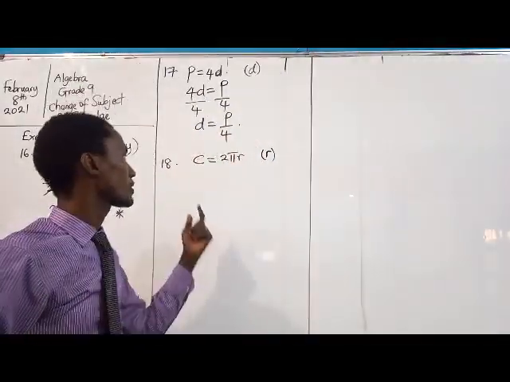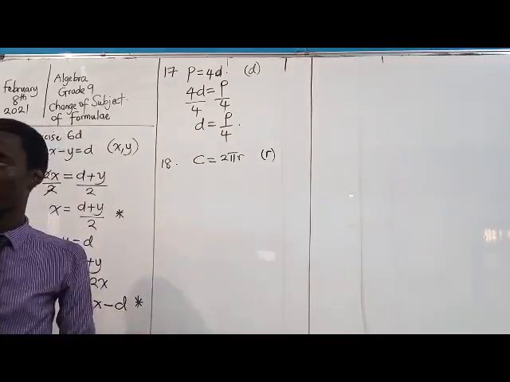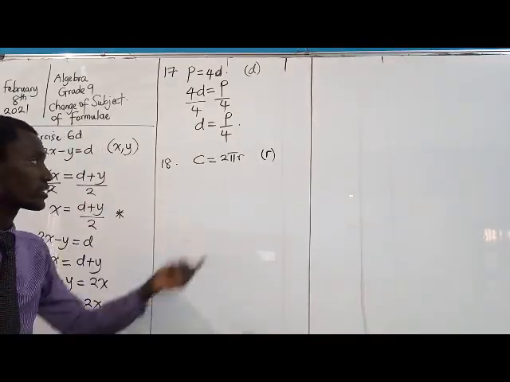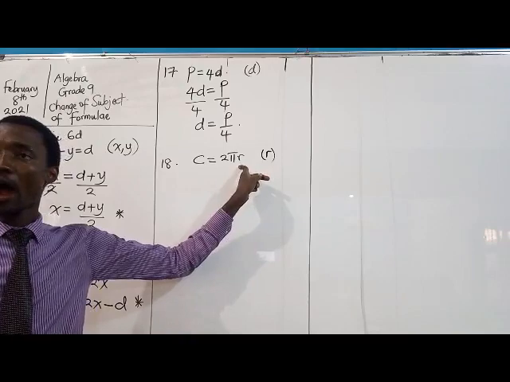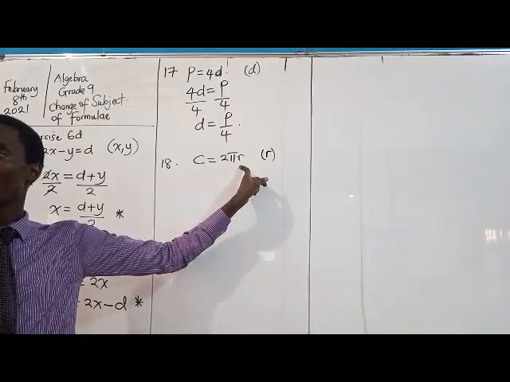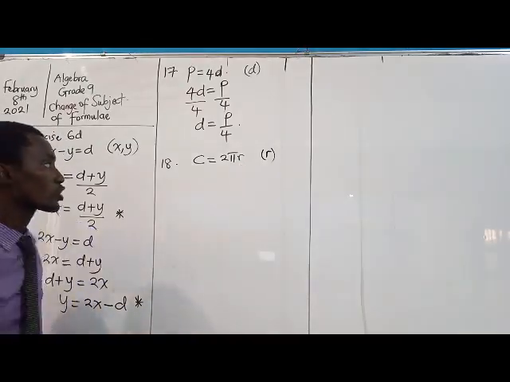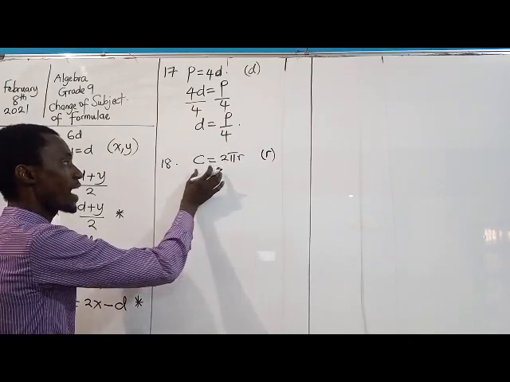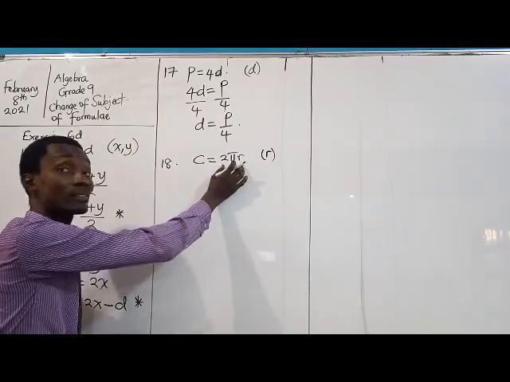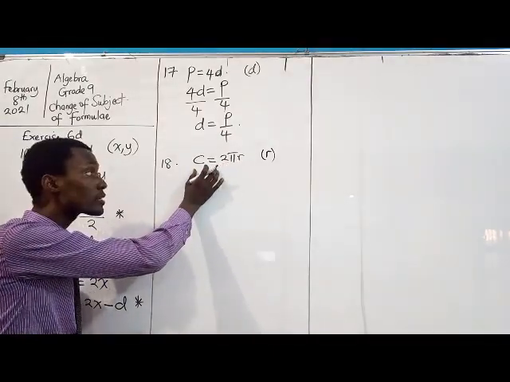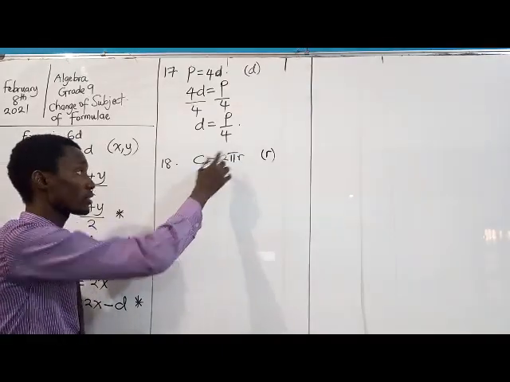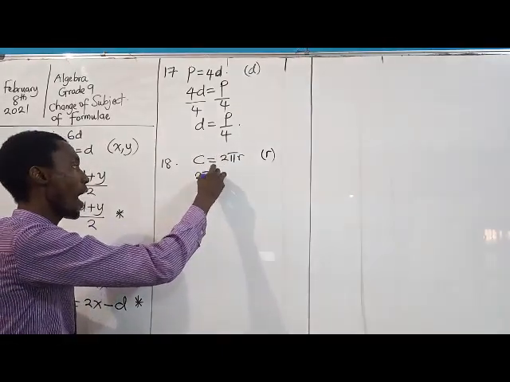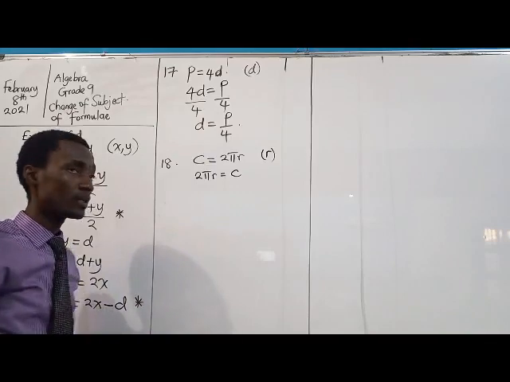Now the question on the board says C is equal to 2 pi r. What is the emphasis? The emphasis is on R. We are to make R the subject of the formula. So as such, we will need to rewrite this so that our right hand side becomes our left and our left hand side becomes our right. So that will be 2 pi r equal to C.